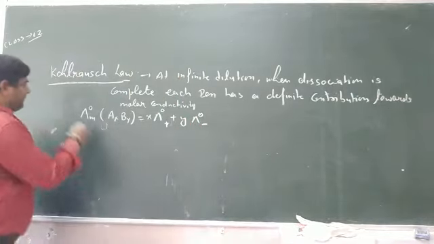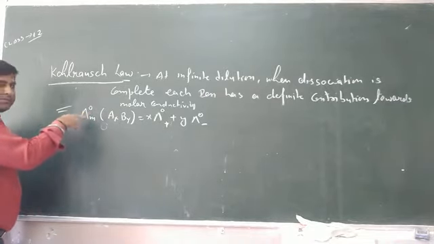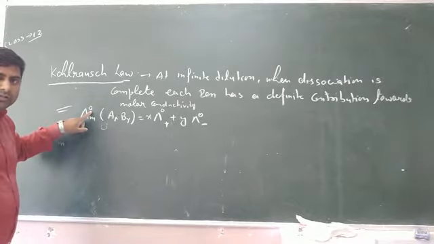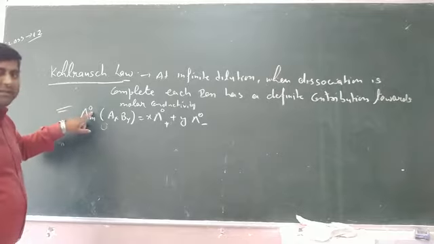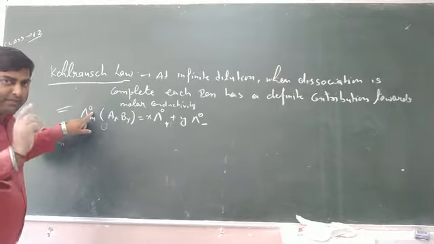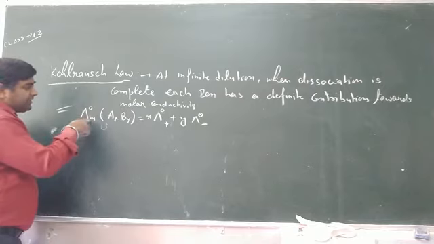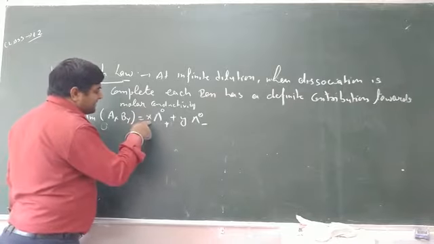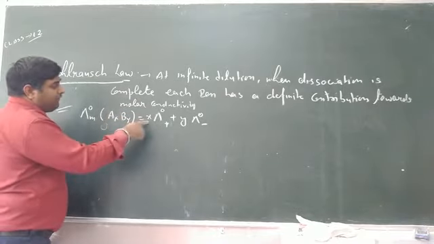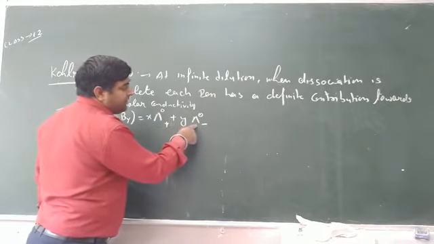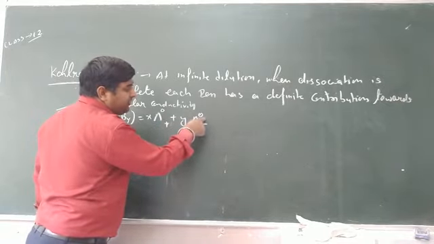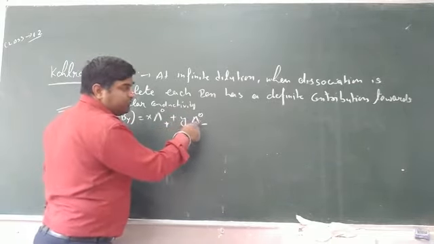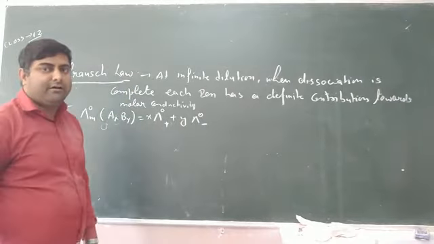Here is the mathematical form. Lambda m 0, in some books it is written lambda m infinity. If we say 0, it means zero concentration. If we write infinity, then we say infinite dilution. Both have the same meaning. So lambda m 0, that is molar conductivity at zero concentration of AxBy, is equal to x into lambda 0 of positive ions, that is molar conductivity of positive ions, plus y into lambda 0, the molar conductivity of the negative ions.